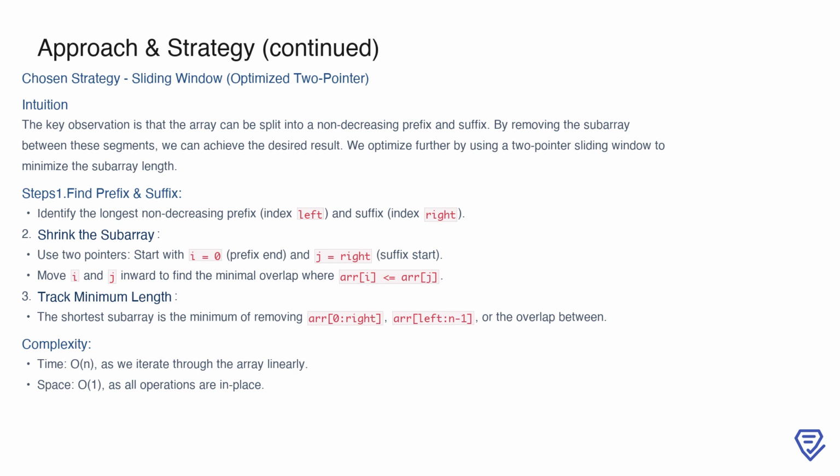This approach has a time complexity of O(n), as it involves a single linear pass through the array, and a space complexity of O(1), as all operations are performed in place. The simplicity and efficiency of this method make it the ideal choice for the problem.